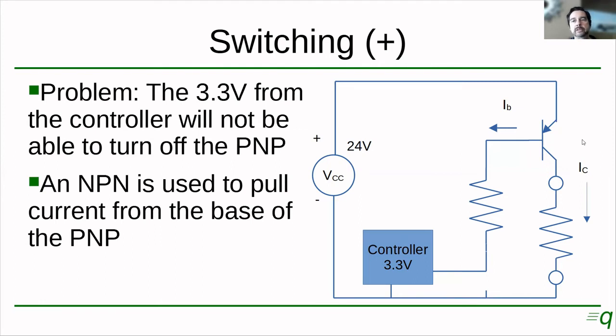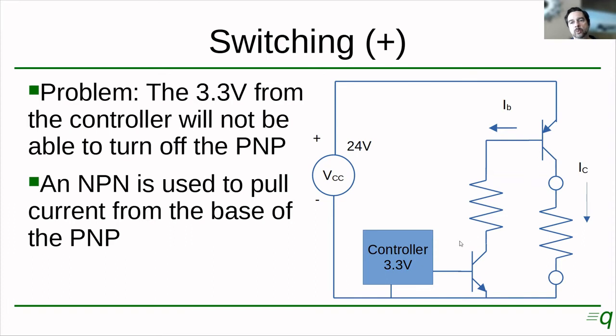So sometimes the PNP transistor is going to be used in combination with an NPN to pull current from the base. So this circuit is going to be slightly modified into something like this, okay? So how does this work? Basically, the controller is turning on and off this NPN transistor. When this transistor turns on, it's going to pull current from the base, right? And cause the PNP to turn on.